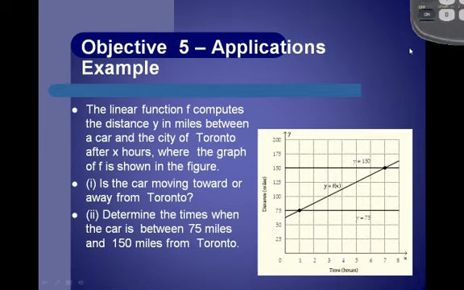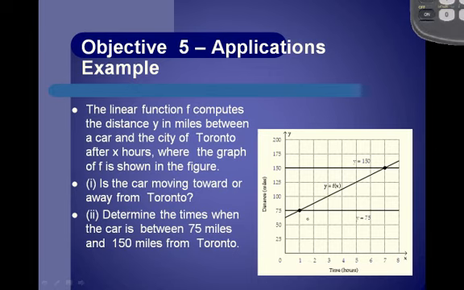Objective 5 is applications. For this example, the linear function f computes the distance y in miles between a car and the city of Toronto after x hours, where the graph of f is shown in the figure. So what this means is, as the time increases, as the number of hours increase, notice the distance in miles also increases. So the first question says, is the car moving towards or away from Toronto?